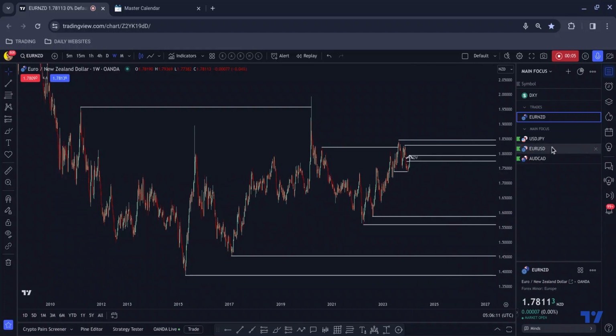So today I have three pairs on watch, and those are dollar yen, euro dollar and Aussie CAD. Just to say that I placed a trade on euro kiwi yesterday, so I'm going to break that trade down for you now.